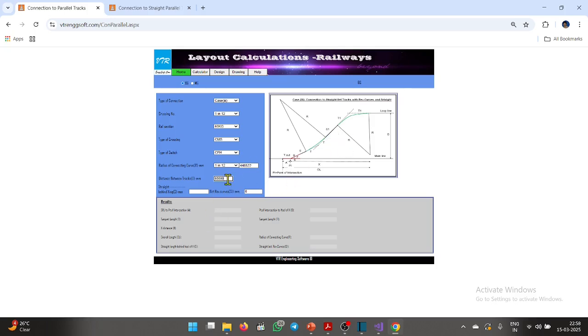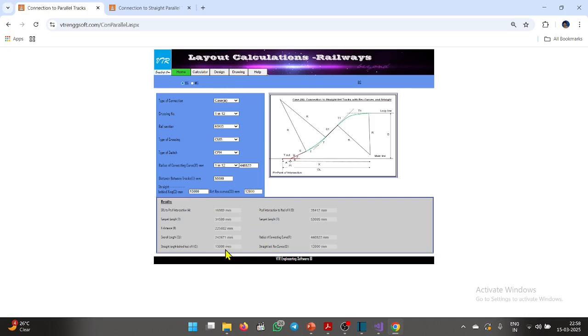So let us take here some 30 meter, 30,000. Straight, let us have 6 meter or some 10 meters. You can put 10,000. All should be in mm only. So one dial you can put 13 meter. 13 meter, is that enough or too much? 13 meter. Now you can do the design.